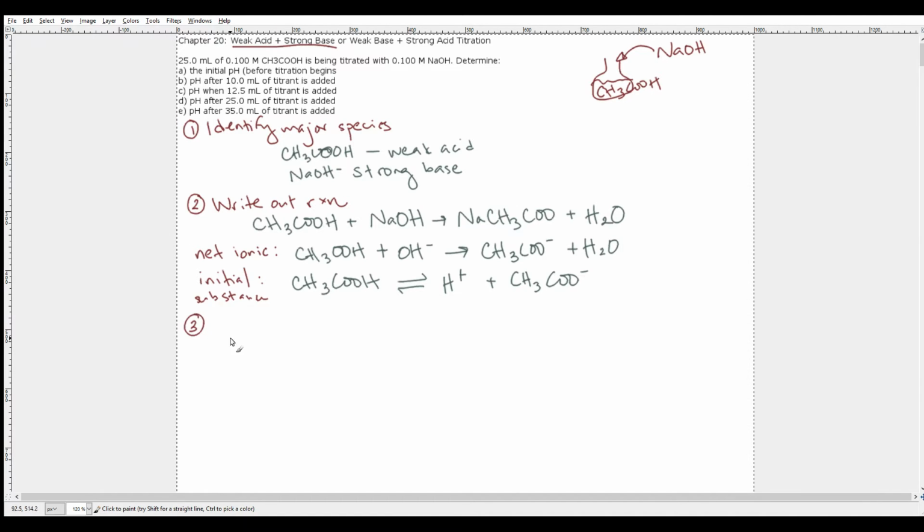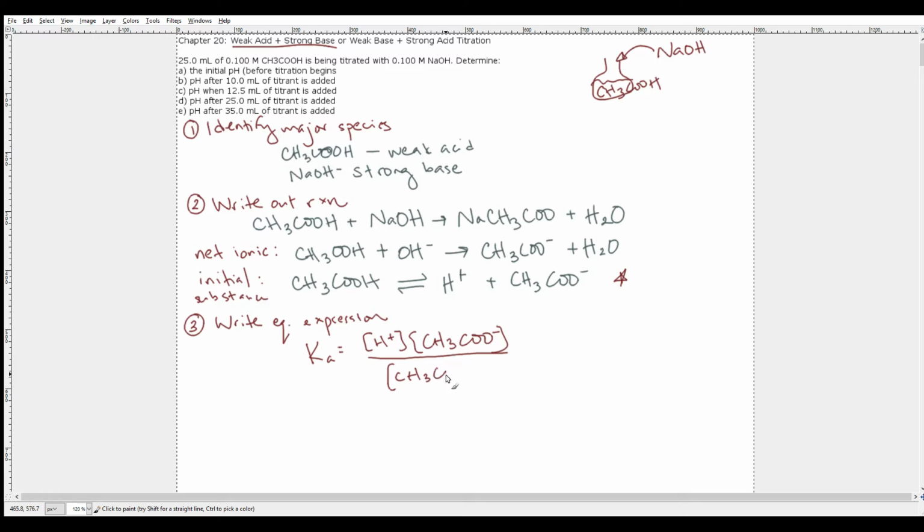So now we're going to go through the different parts of this problem. My goal is to figure out the initial pH, and in order to do that, I need to know how many hydrogens I have initially, which means I'm working with my initial substance equation. Well, that goes to equilibrium, so in order to figure it out, I need an equilibrium expression. So I know that the Ka is equal to the products over the reactants. Now, the Ka value would be given to you, and I'm just going to give it to you right now. It's 1.76 times 10 to the negative fifth.